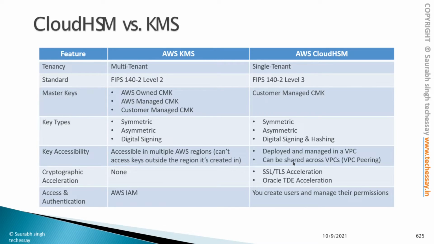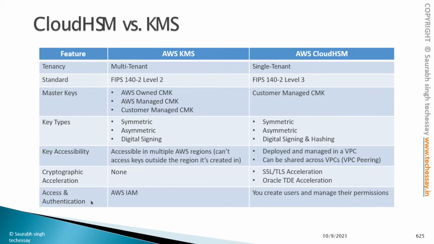And here in AWS, if we talk about CloudHSM key accessibility, then it is deployed and managed in a VPC and can be shared across VPCs by using VPC peering. And where we are talking about cryptographic acceleration, then here in KMS none acceleration is available, whereas in AWS CloudHSM SSL/TLS acceleration and Oracle TDE acceleration is available.